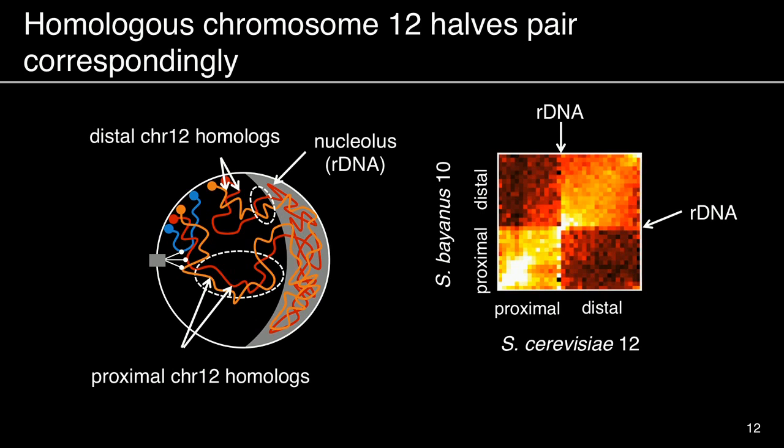Or alternatively, maybe it's somehow due to just this conformation with the rDNA and centromere tethering. What I mean is that the proximal halves are both tethered to the nucleolus and to the spindle pole, whereas the distal halves are just tethered to the nucleolus. And these are still unique in that no other chromosomes are attached to the nucleolus.